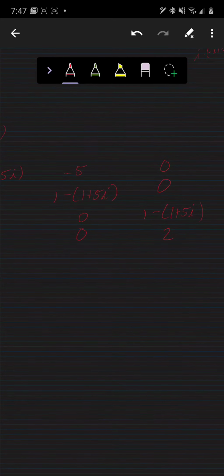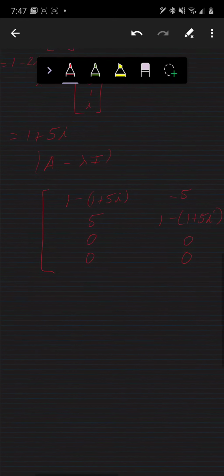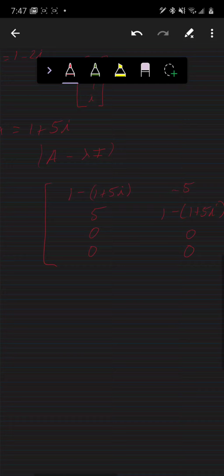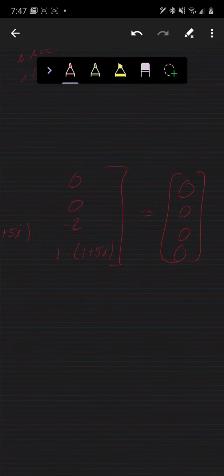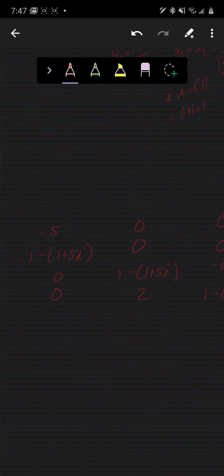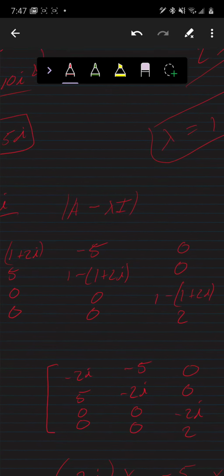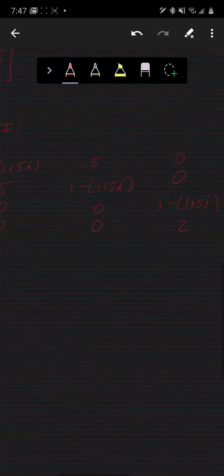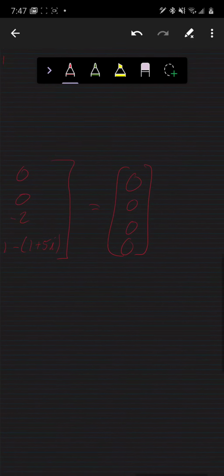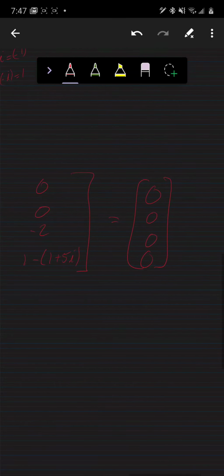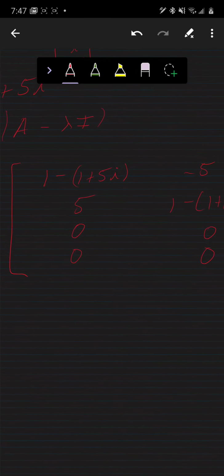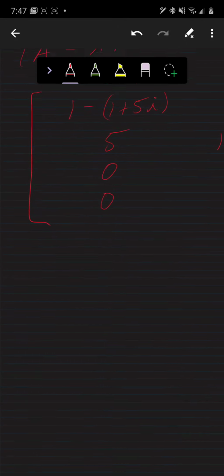Can I zoom out? Okay, not at the moment. I cannot zoom out. And this is going to be equal to 0, 0, 0, 0. Oh, why can't I zoom out? Okay, I think this is the largest way I can zoom out. So this is the equation that I have at the moment. Now I'm going to solve it. Let me get my calculator.